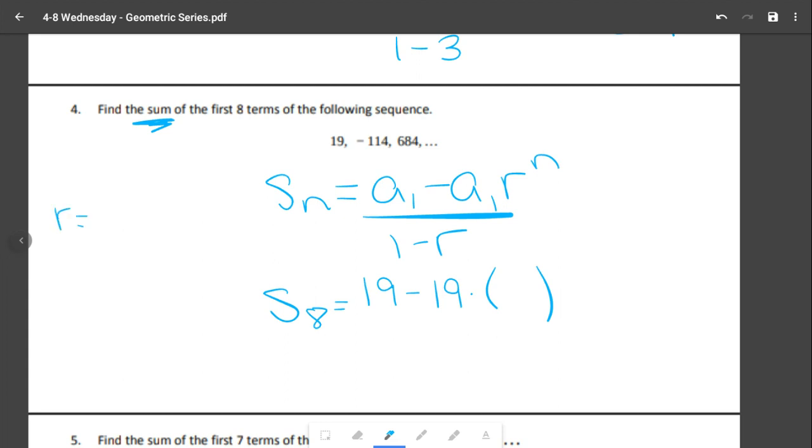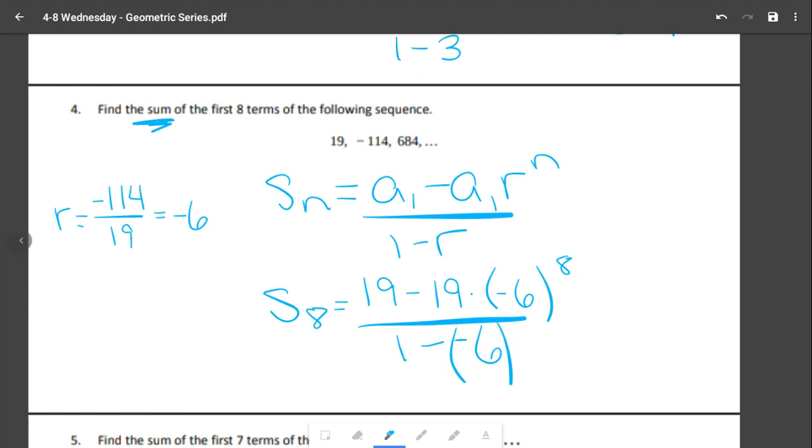R, take a term, divide it by the one before. You should get -6 here. N again is 8. R on the bottom is -6. Notice I have a double negative here because the first we are subtracting from the formula, and then the second negative is from the R. If you want to put it in parentheses, if that's going to keep it more organized for you, go for it.